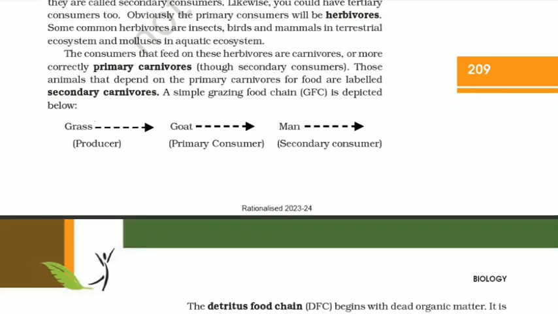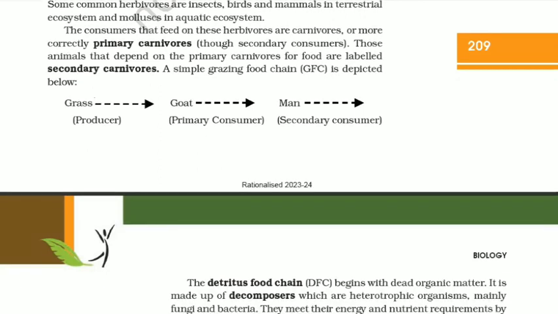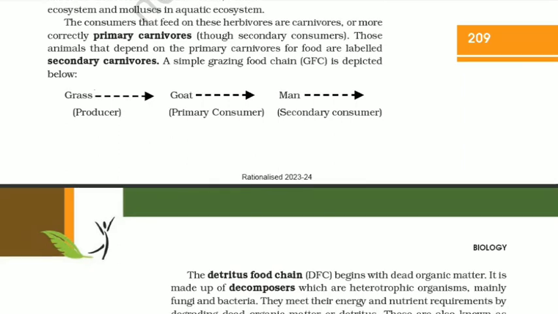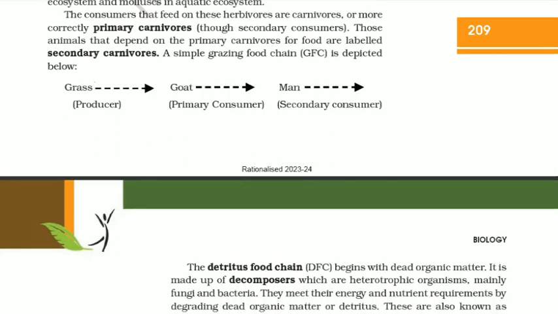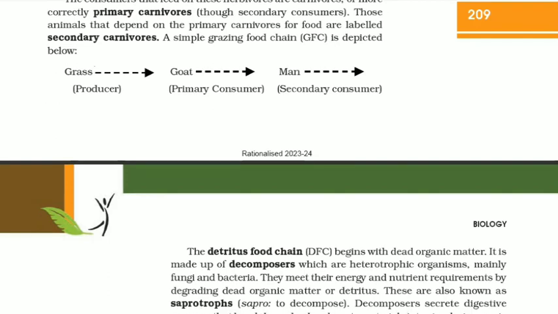Obviously, the primary consumers will be herbivores. Some common herbivores are insects, birds, and mammals in terrestrial ecosystems and mollusks in aquatic ecosystems. The consumers that feed on these herbivores are carnivores, or more correctly, primary carnivores. Though secondary consumers, those animals that depend on the primary carnivores for food are labeled secondary carnivores.